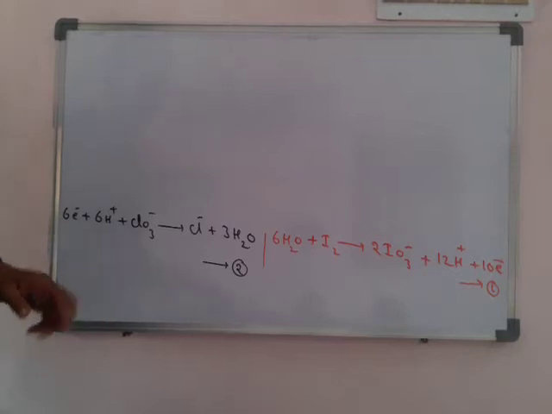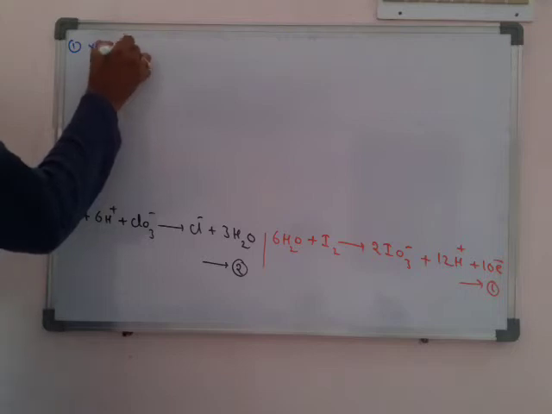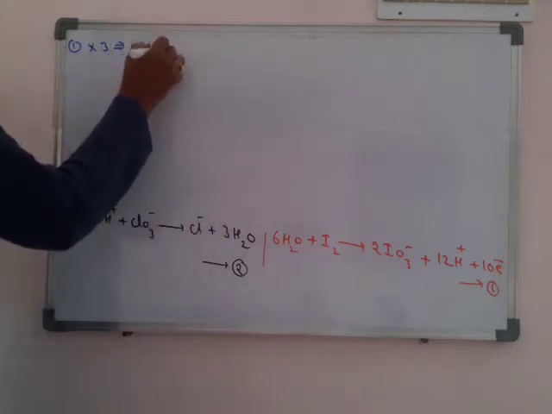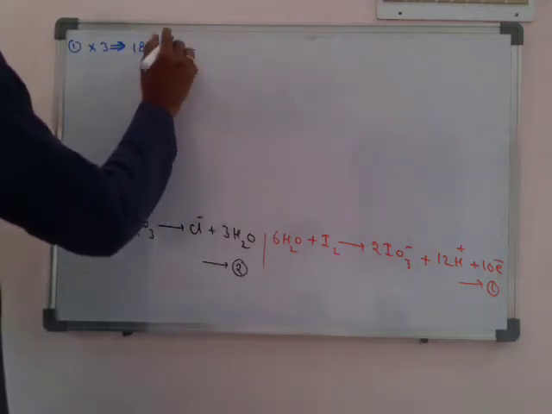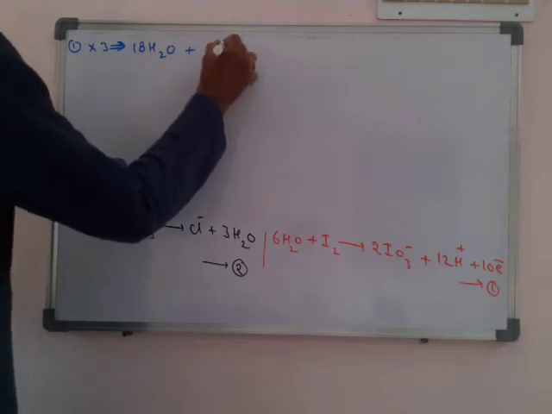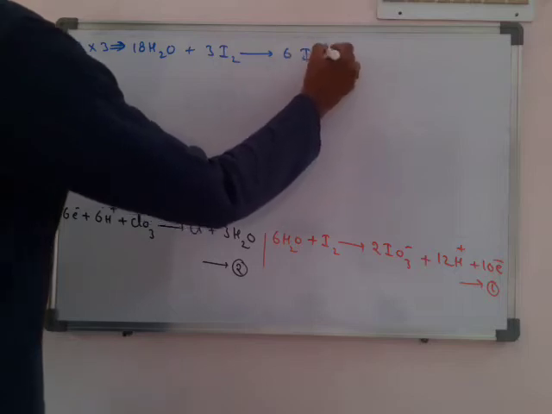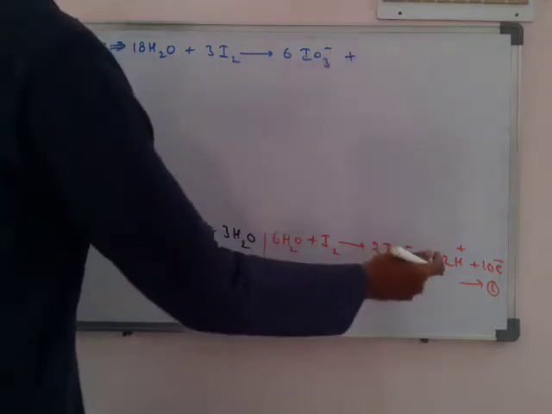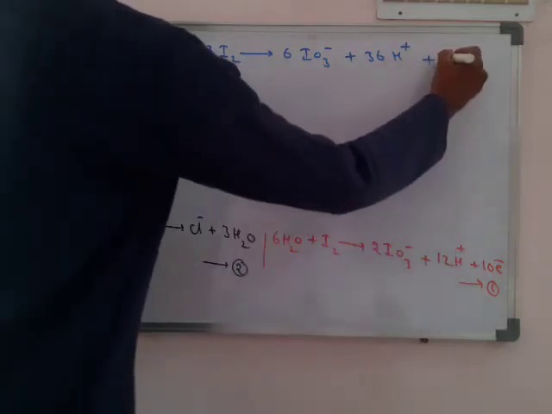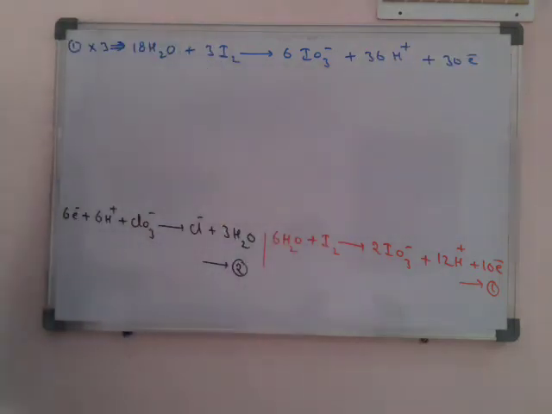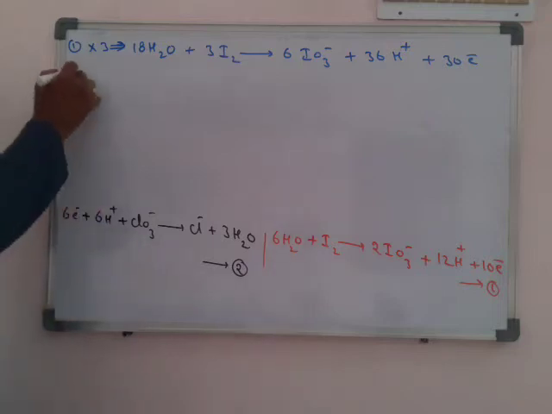So what we should do, the first equation should be multiplied with 3, so that is 18H2O, 3I2, is 6IO3 minus, 36H plus, so 30 electrons. Okay, so next, multiply this equation with 5, so 6 × 5 is 30, right?